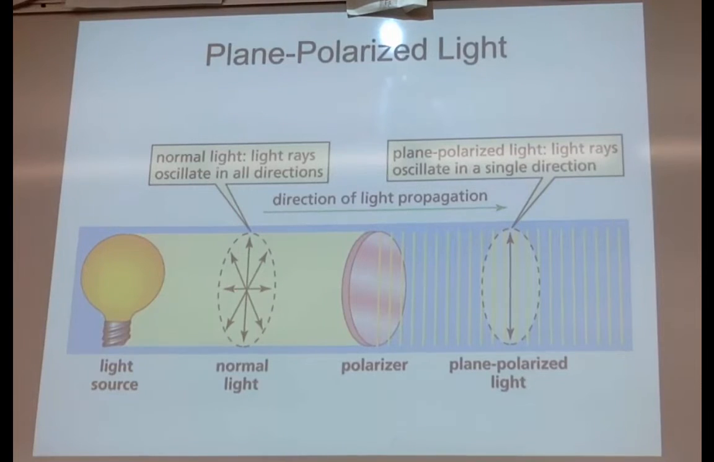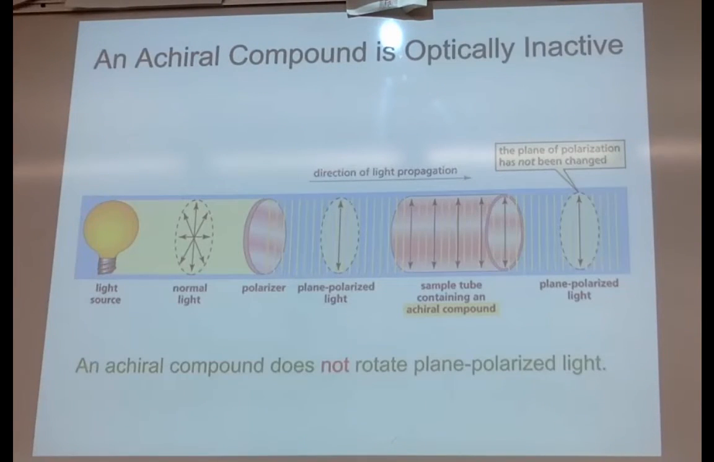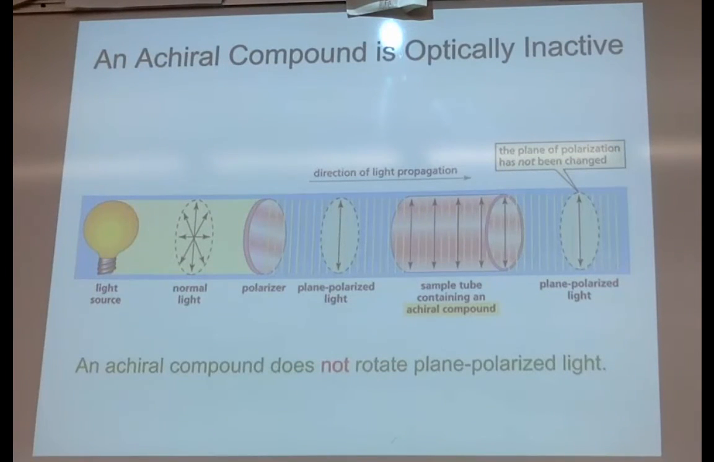We're not going to get into polarizing light a lot. Polarizing light becomes a lot more physics. Essentially, you can see in all of your slides, this shows you normal light versus polarized light. So you put a polarizer on and it just goes in a single direction. Well, how is this useful for organic? A compound that is achiral doesn't affect plane polarized light. It doesn't rotate it. An achiral compound does not affect polarized light.